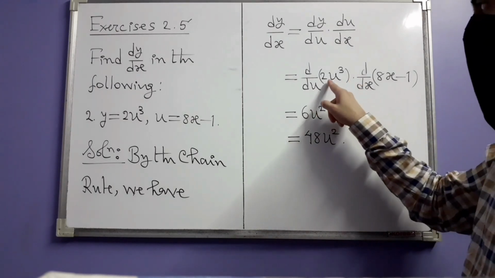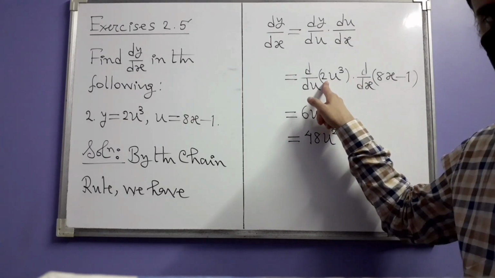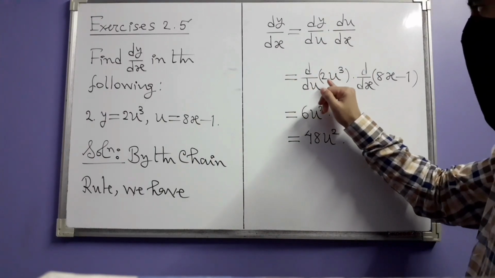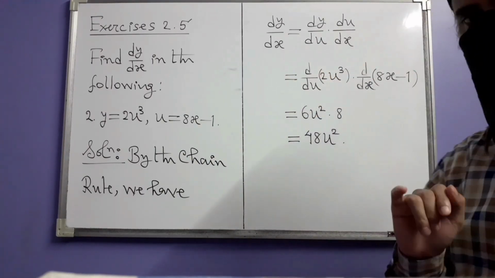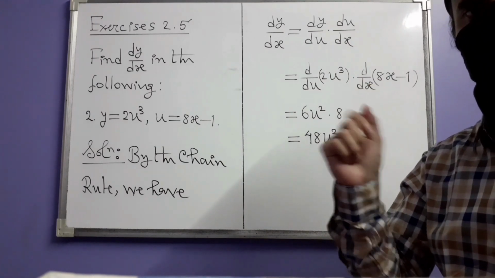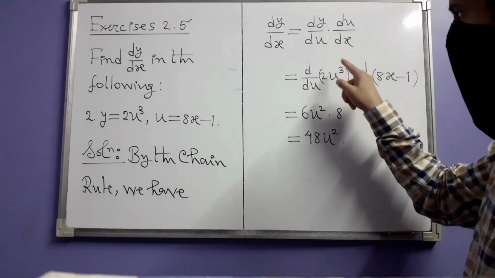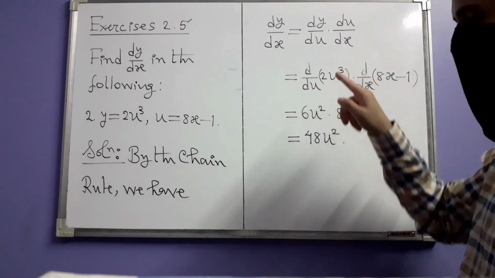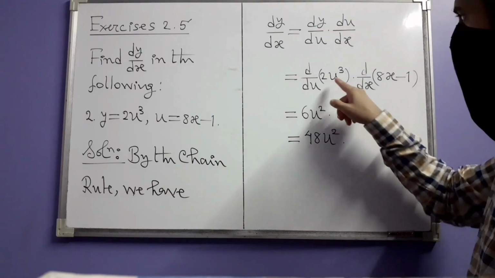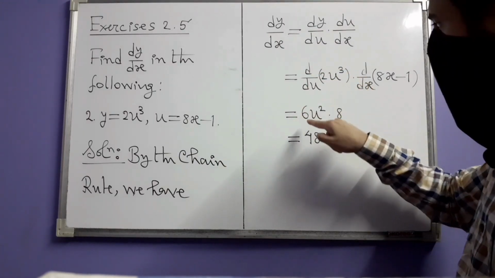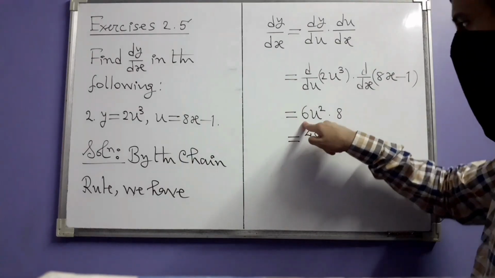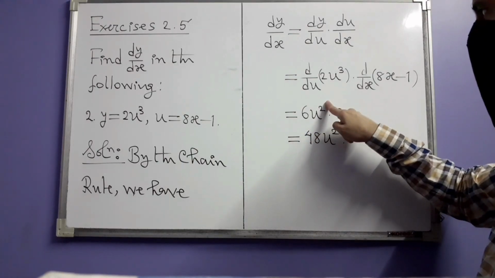First of all, by the constant multiple rule for differentiation, this 2 will come outside, and then you will have d du of u cube, which by the power rule would be 3u square. 3 comes down, and then in the exponent it gets reduced by 1, so it becomes 2. And that 2 and that 3, they get multiplied and they give you 6. So that way you get 6u square.